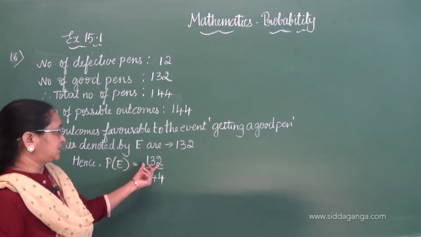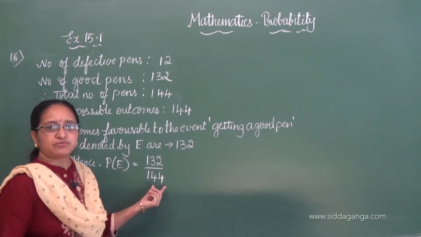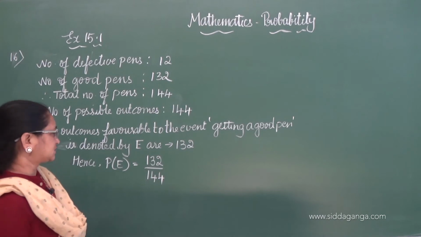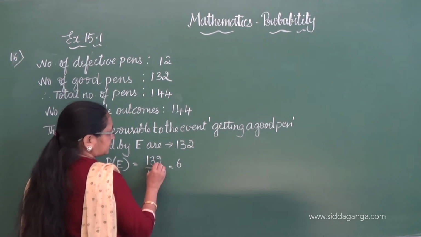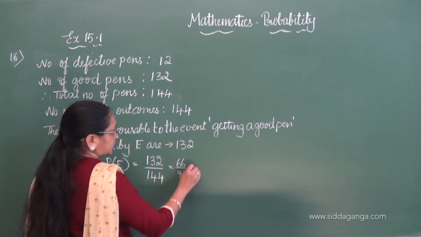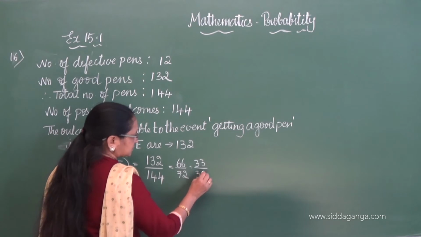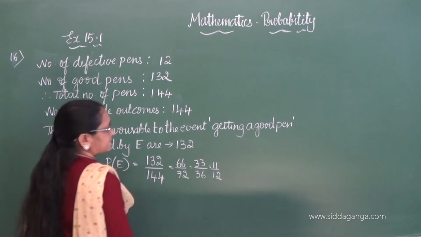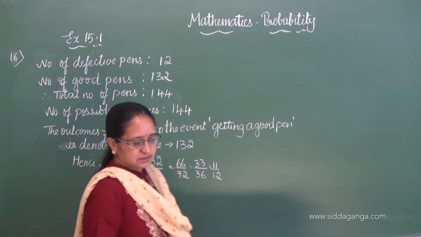So, you know the formula, 132 is the favorable outcome divided by total number of outcomes. So, it is 132 divided by 144. You can simplify this. 2 6s are 12, 2 6s are 12, 2 7s are 14, 2 2s are 4, again 2 3s are 6, 2 3s are 6, 2 3s are 6, 2 6s are 12, 3 1s are. Okay. Now 11 by 12, or you can directly do 11 by 12, that is the answer.